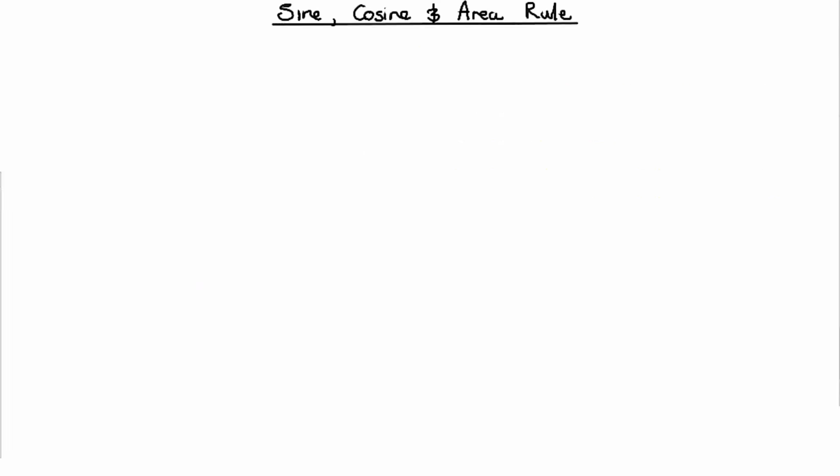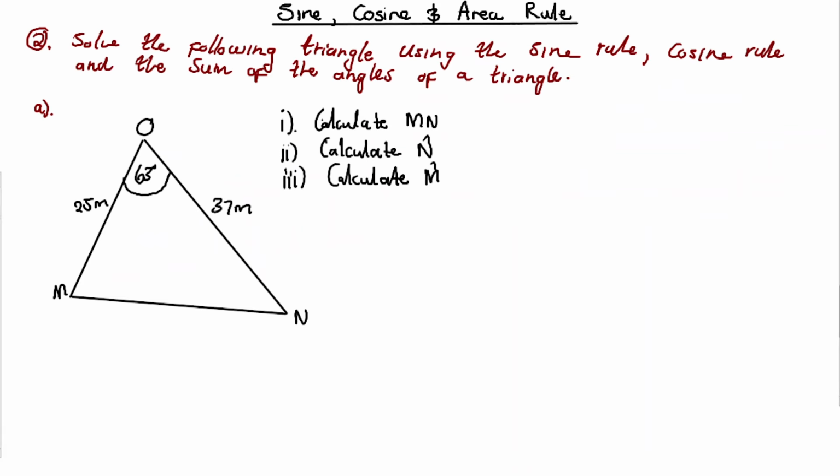So let's take an example. They want us to solve the following triangle using the sine rule and the cosine rule. I wanted to mix it up a little bit, but we're just going to have to apply the sine rule. But the main character for this discussion is the cosine rule. I want to show you how to apply the cosine rule. And we're also going to use the sum of the angles of a triangle.